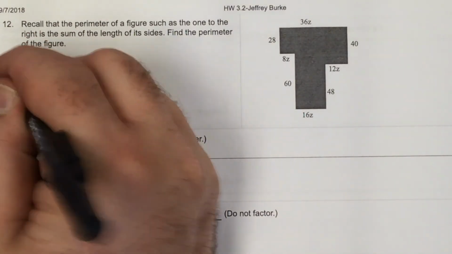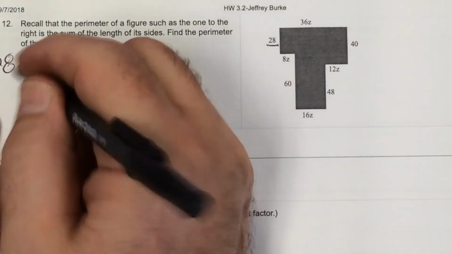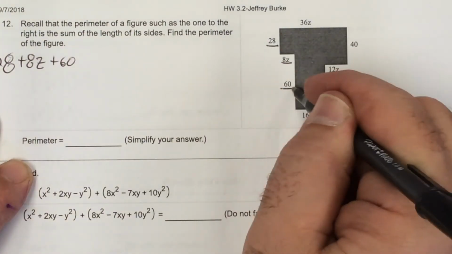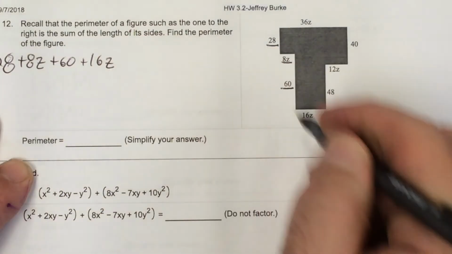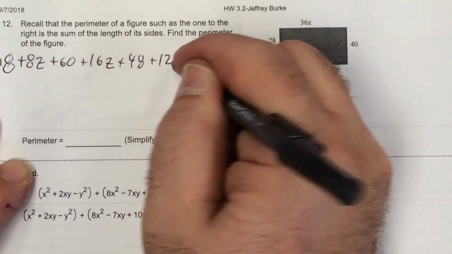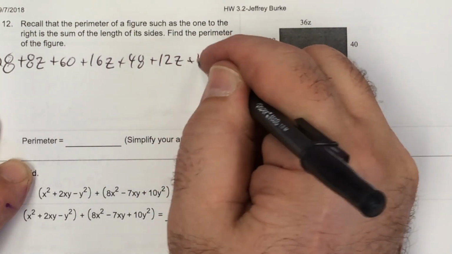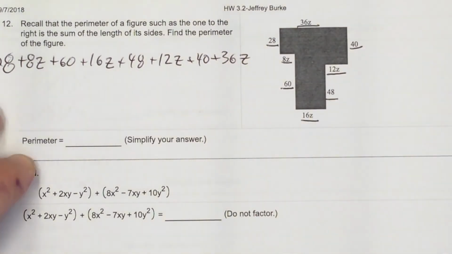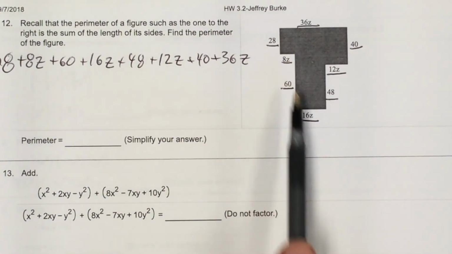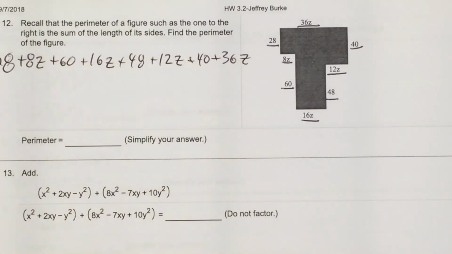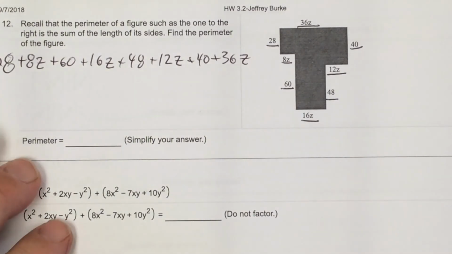This is going to be 28, check. Next one, plus 8z, check. Plus 60, check. Plus 16z, check. Plus 48, check. Plus 12z, check. Plus 40, check. Plus 36z, check. So that way you count them up. 1, 2, 3, 4, 5, 6, 7, 8. Because a common mistake that students may make on this is simply to forget to include one of the things that needs to be combined.